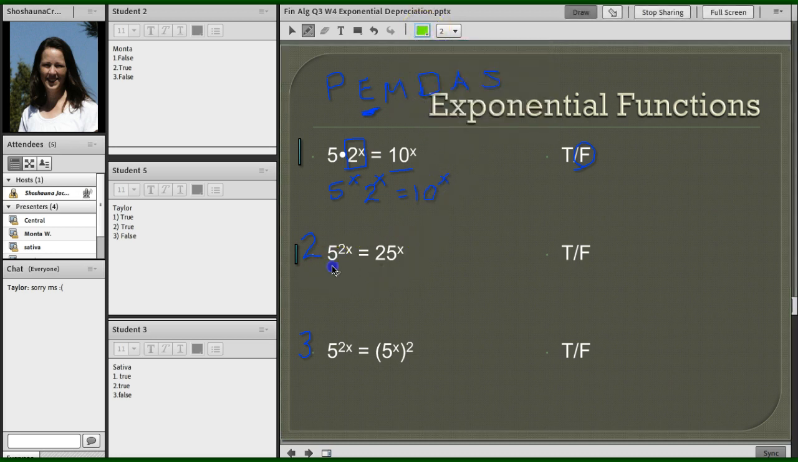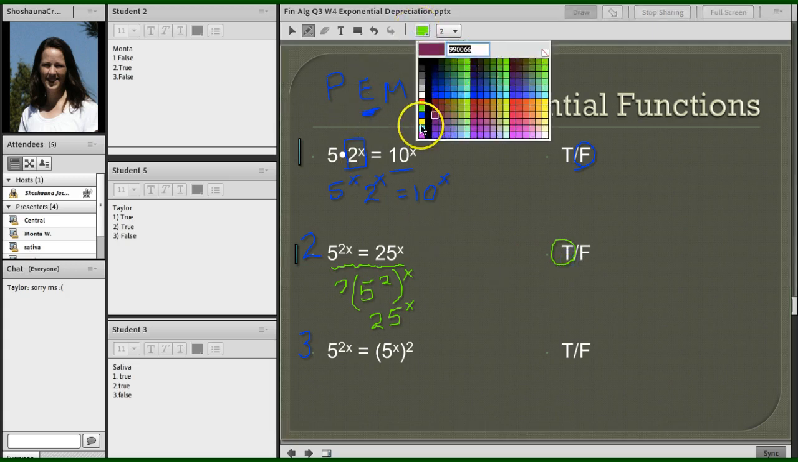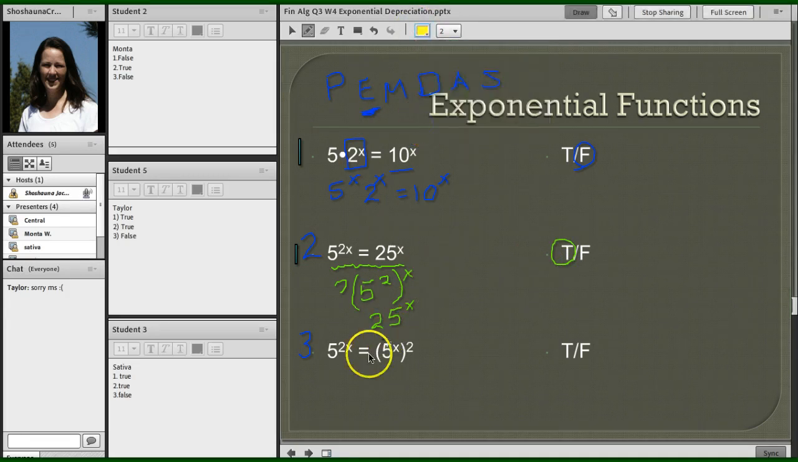Okay, what about this one? True or false? You picked true, true. Everybody picked true. Nice job, guys. It is true, because I can write this as 5 squared, parentheses, to the x power. And so you can see how that is 25 to the x power. So this one is true. Kind of reminding where our exponents go, because in this section, it's important to make sure our parentheses and our exponents go well. What about 3?